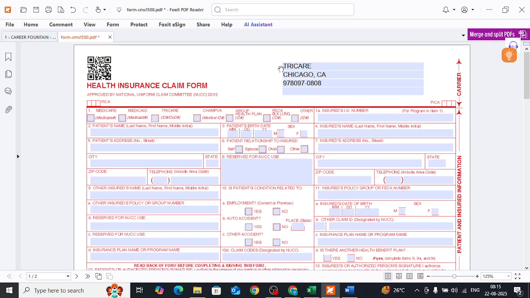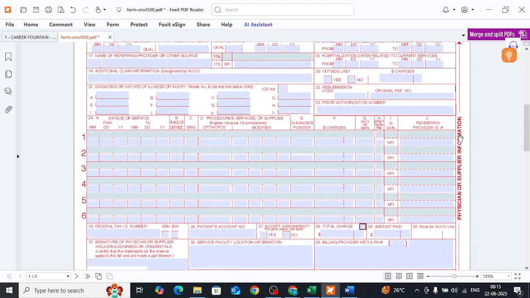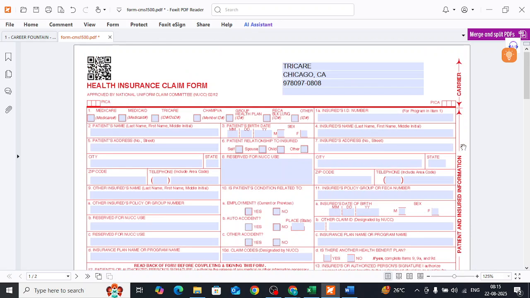There are three portions for this claim form. First is the carrier, second is the patient and insured information, and third is the physician or supplier information. Carrier means insurance, also called payer. In the first portion, insurance information will be there, and also there is one barcode. That means every single claim form is a unique claim form. We cannot use the same claim form for multiple patients, or multiple dates of service for the same patient. Every time we have to use a separate claim form.